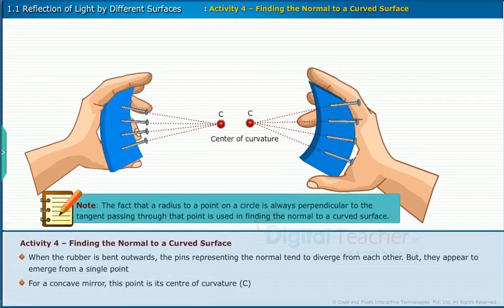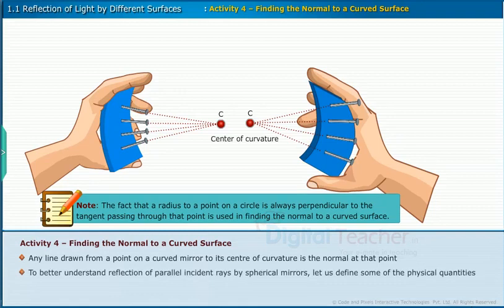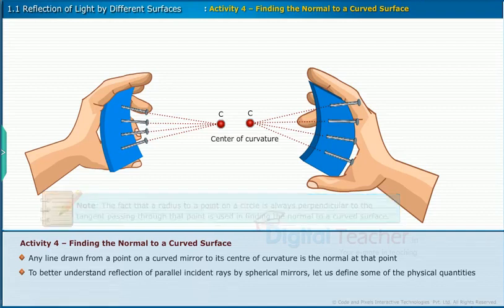Note, the fact that a radius to a point on a circle is always perpendicular to the tangent passing through that point is used in finding the normal to the curved surface. Any line drawn from a point on a curved mirror to its center of curvature is the normal at that point. To better understand reflection of parallel incident rays by spherical mirrors, let us define some of the physical quantities.